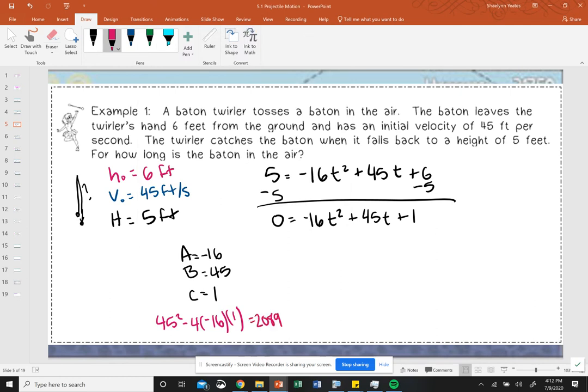Okay, so then our quadratic formula. You ready to sing our song? Except it's going to be t equals instead of x equals. T equals negative b plus or minus the square root of b squared minus 4ac all over 2a. Okay, so we have to do this twice.